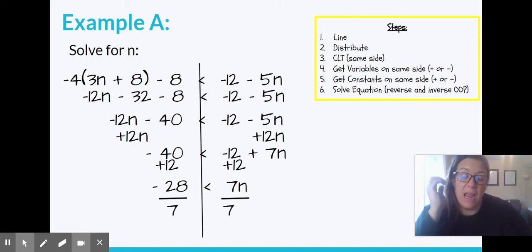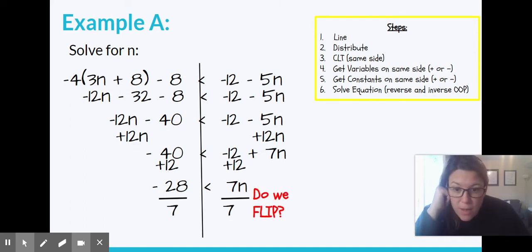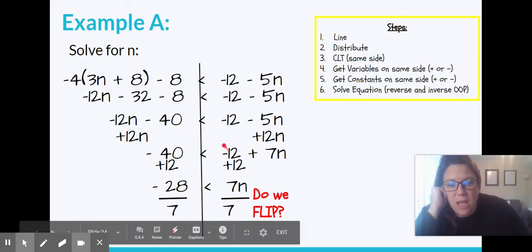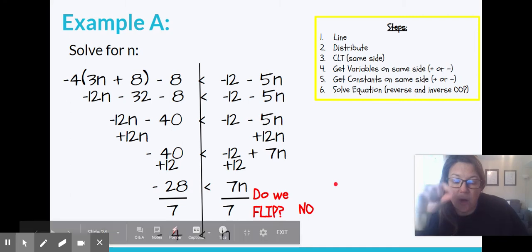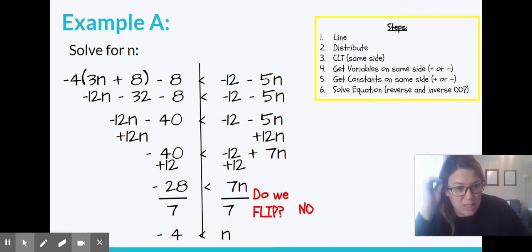And am I dividing by a negative? Do I flip my sign here? Nope. I'm not going to, the way I solved it, because I made my n's positive. If you have your n's over here because you added 5n, then you will be flipping your sign, because you're going to end up with your n on this side and your n needs to be the greater side. So you will flip if you added 5n on both sides, which is completely fine. But the way I solved it, I don't need to. So -28 divided by 7 is a -4, which is less than n.